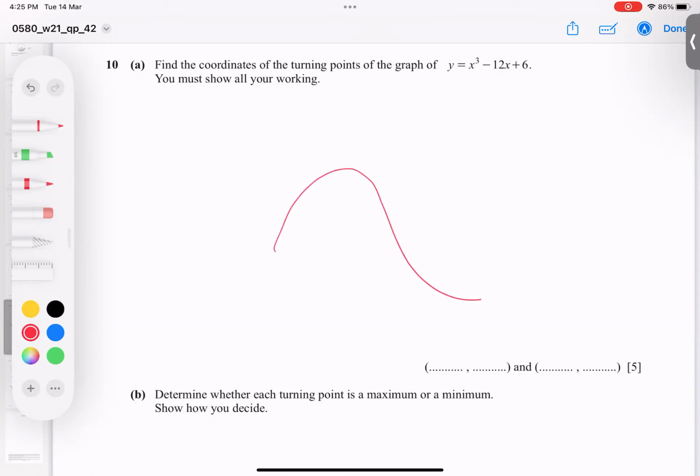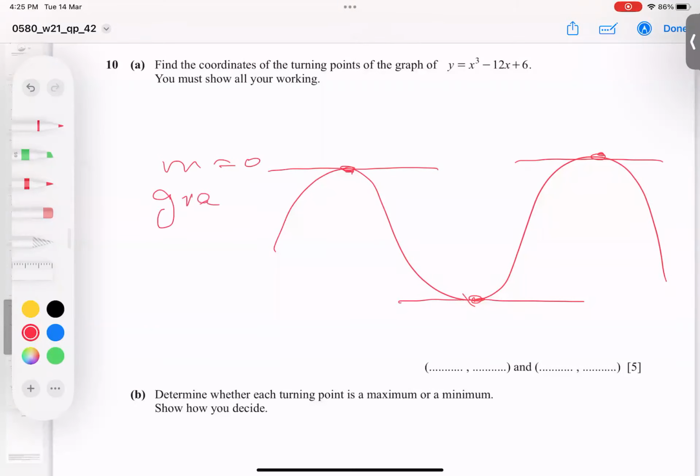Actually, the graph turns like this. How many turning points? This turning point, for example, this turning point, this turning point, this turning point. Whenever we draw a line here, I mean this tangent, every tangent is parallel to the x-axis. And when a line is parallel to the x-axis, it has zero gradient. And when gradient is zero, it means the derivative is zero.